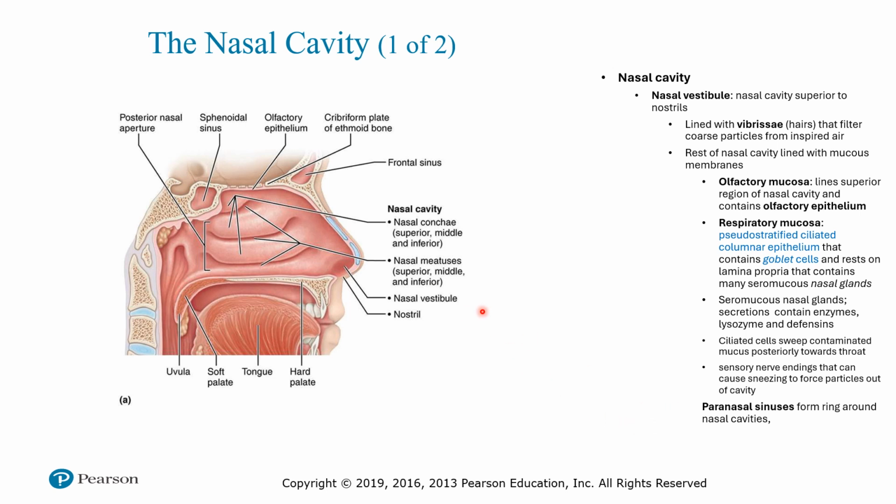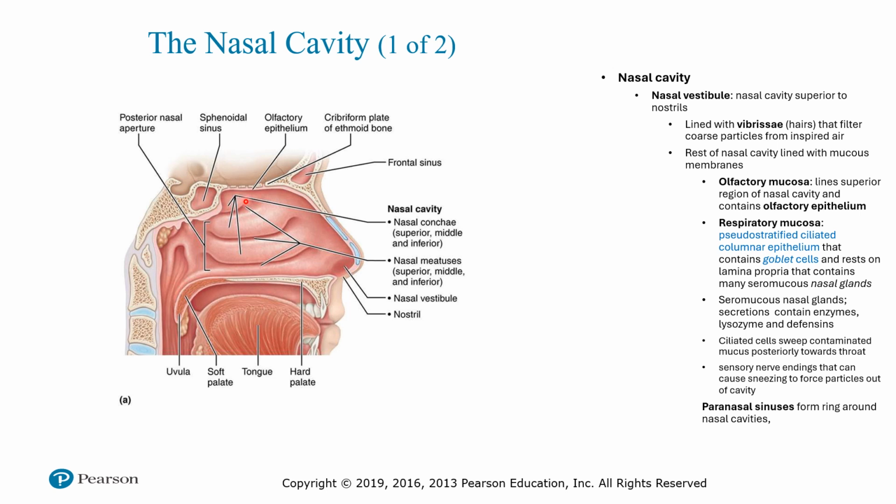And then we have paranasal sinuses. They are around the nasal cavity. This is the sphenoid sinus, then we have the frontal sinus, and then we have maxillary sinuses on the sides, in the maxilla bone. So these are also lined by the mucous membrane, and they help to lighten the skull, and they also have mucus glands.